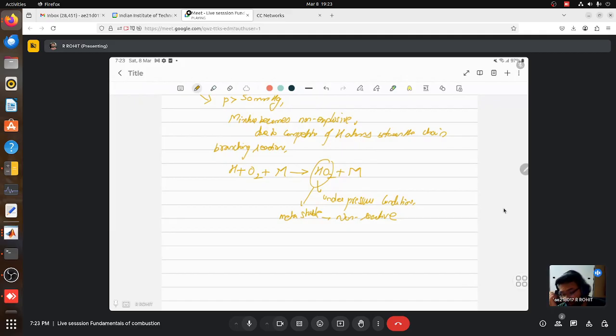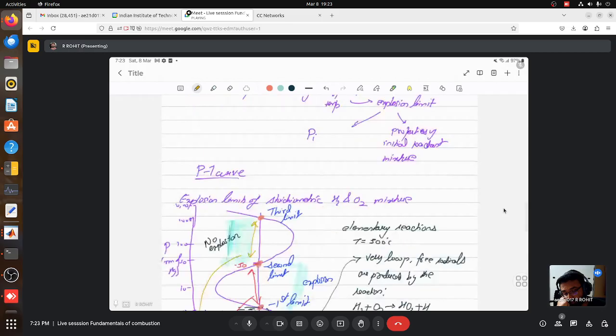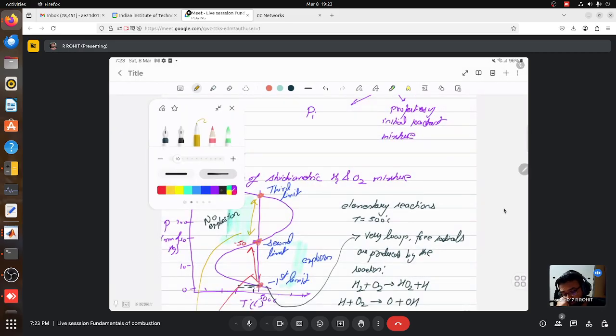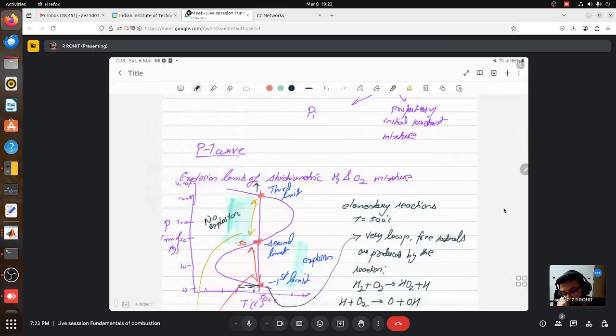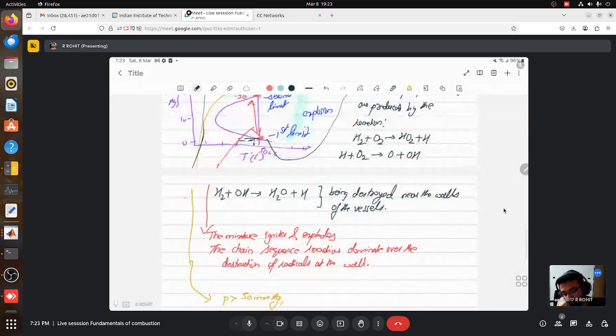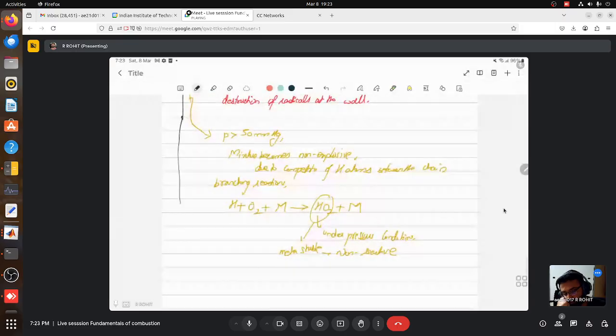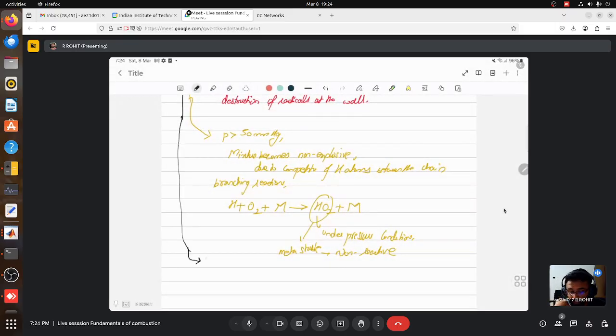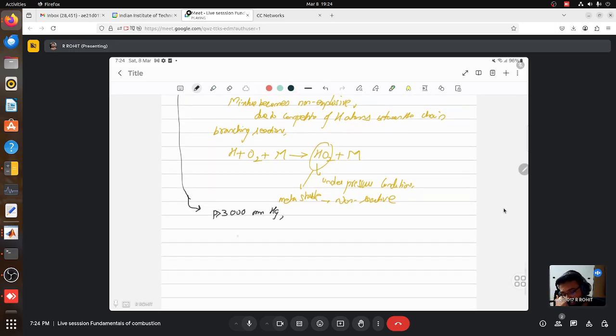Now at the third limit, that is when your pressure is above this region, where your pressure is greater than about 3000 mm of mercury, the chain branching reaction HO2 plus H2 gives rise to H2O2, hydrogen peroxide, plus H. This creates a hydrogen peroxide sequence, and the system again becomes explosive.